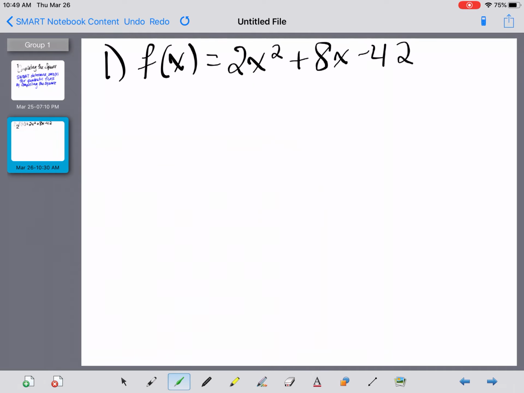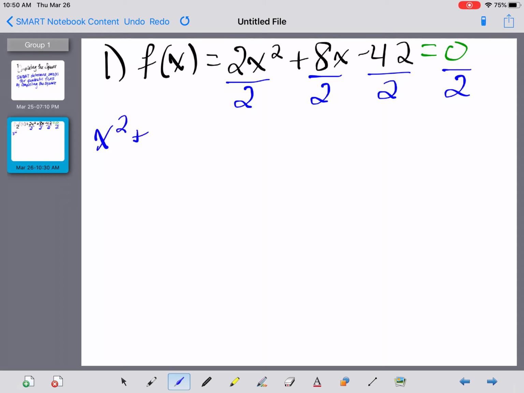The first step says to set the function equal to 0. I always like my zeros on the right side, so I'm going to put equal 0 right there. All right, next step, it tells me that if my a value isn't 1, I need to divide everything by a in order to make it 1. Sounds weird, but let's just do it. So my a value is 2, so I now have to divide everything, and by everything I mean each term, by 2. Some people like to draw one line across the entire bottom. I like to make sure I'm dividing each term. All right, so that leaves me with x squared plus 4x minus 21 equals 0.